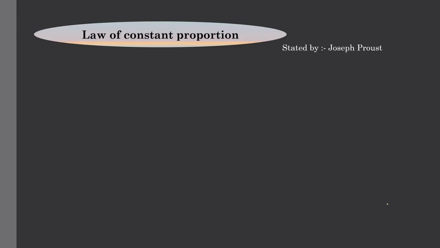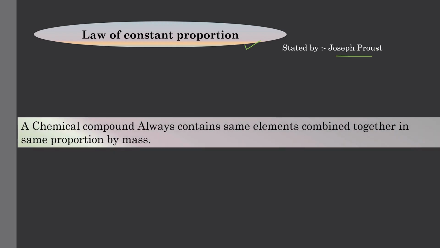Moving to the next law, that is the law of constant proportion, given by Joseph Proust. It states a chemical compound always contains the same elements combined together in the same proportion by mass. Again, this is a very important law. Let us divide this law first.